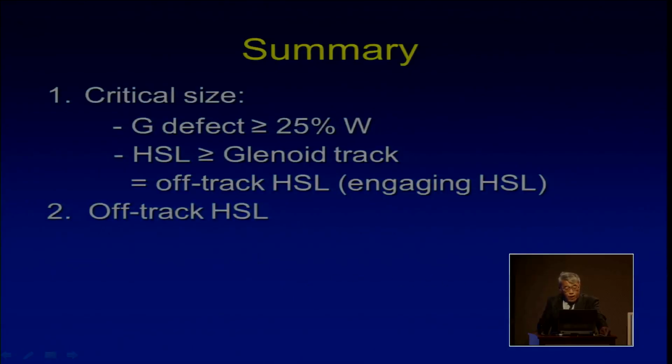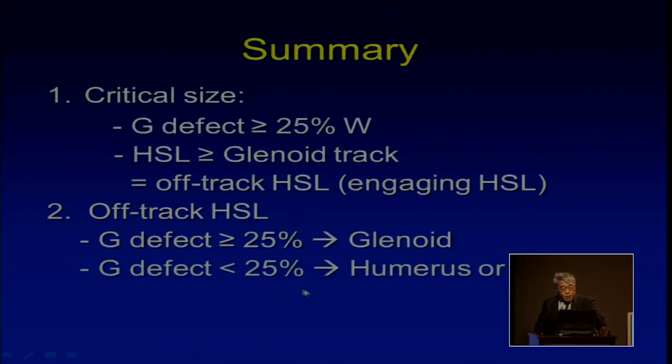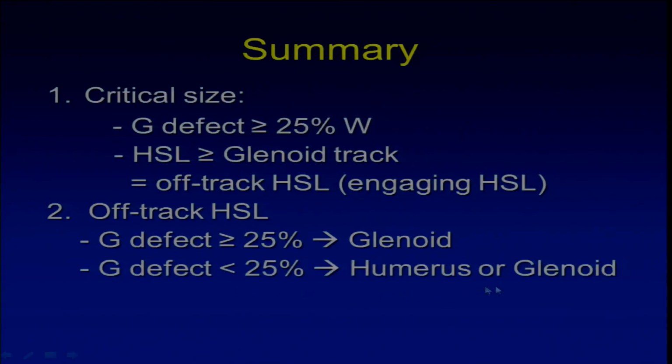For the off-track Hill-Sachs lesion, if the glenoid defect is large, fix the glenoid. If the glenoid defect is small, you can do either remplissage or Latarjet, either one or the other. But for the throwing athletes or high-risk patients, you have to be careful to perform remplissage.